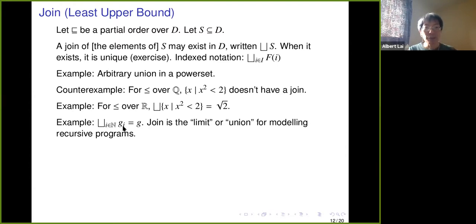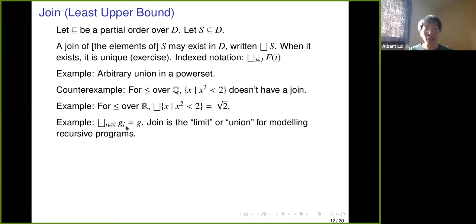We will be able to define a notion of join for functions in the function space, where the codomain is a partial order, but suffice to say, it will turn out that for that sequence of functions g_i, a join exists. So this is when I want to use the indexed notation, and this join business, the least upper bound, will be our notion of limit.